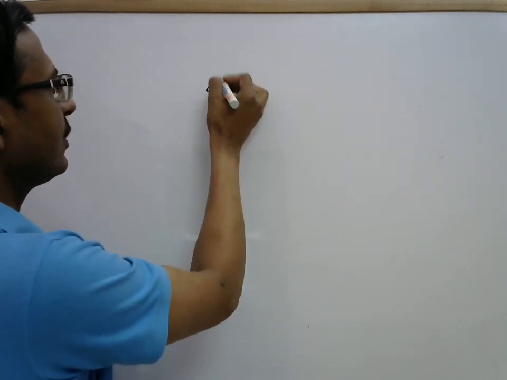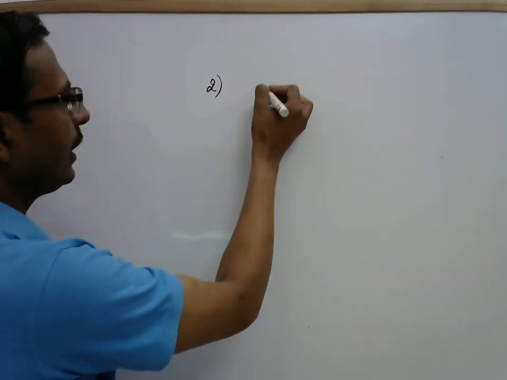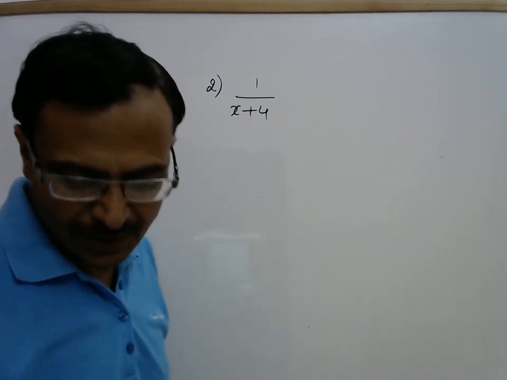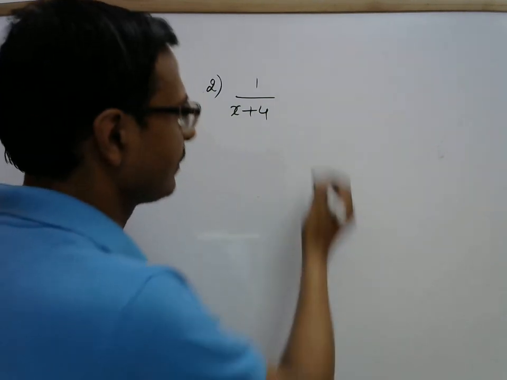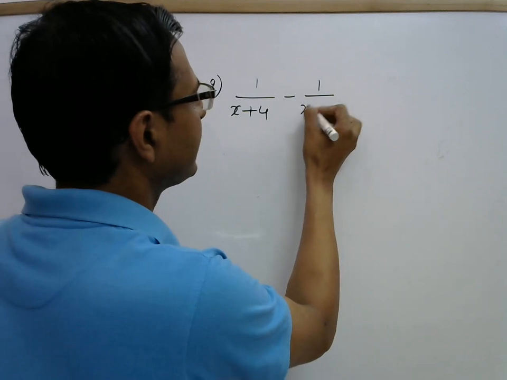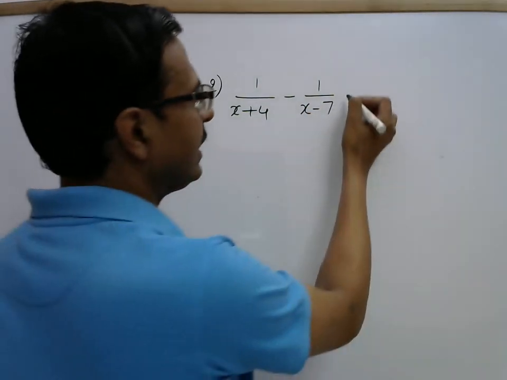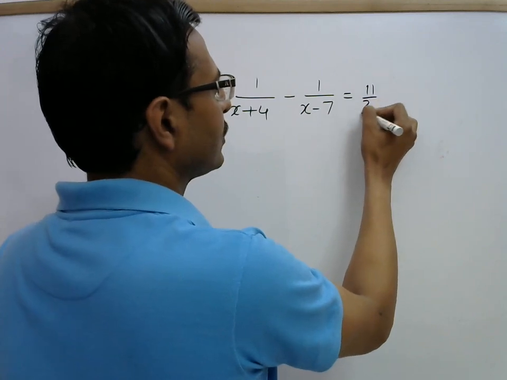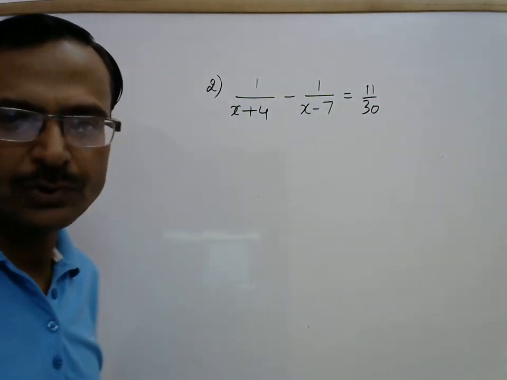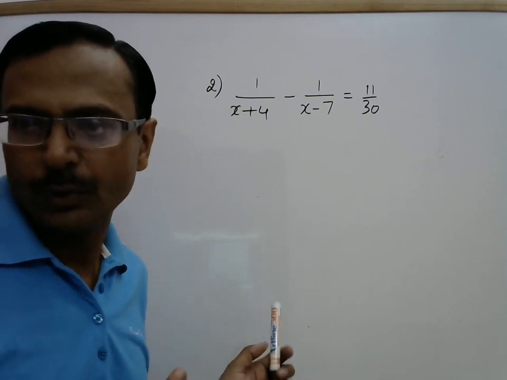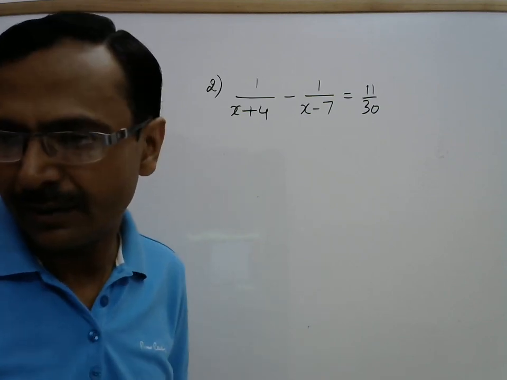So this is question number 2. We have 1 upon x plus 4, this is the first fraction given, minus 1 upon x minus 7 equal to 11 upon 30. So this is the second question which I am going to do on the board. Students who have not followed, kindly see, I am doing all the steps all over again.